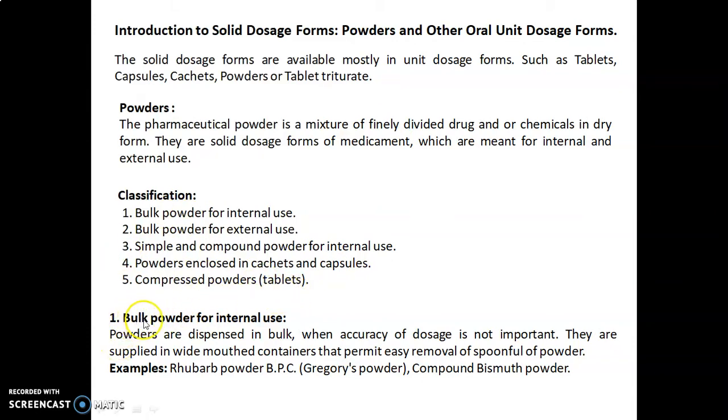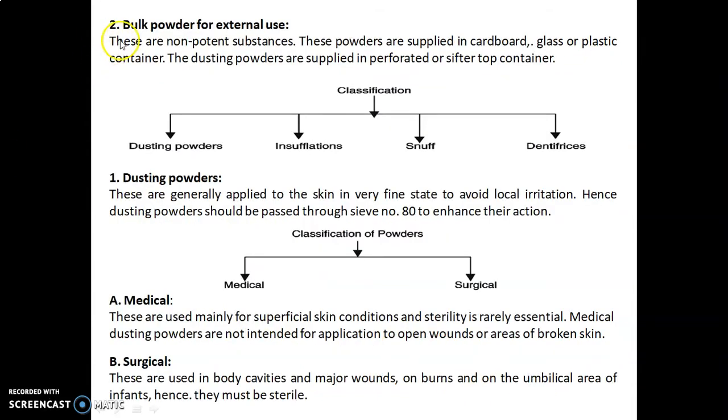So first one we will discuss is the bulk powder for internal use. Powders are dispensed in bulk when accuracy of dosage is not important. They are supplied in a wide mouth container that permits easy removal of a spoonful of powder. Examples of bulk powder for internal use are rhubarb powder, BPC, that is known as Gregory's powder, and compound bismuth powder. Second one, that is bulk powder for external use.